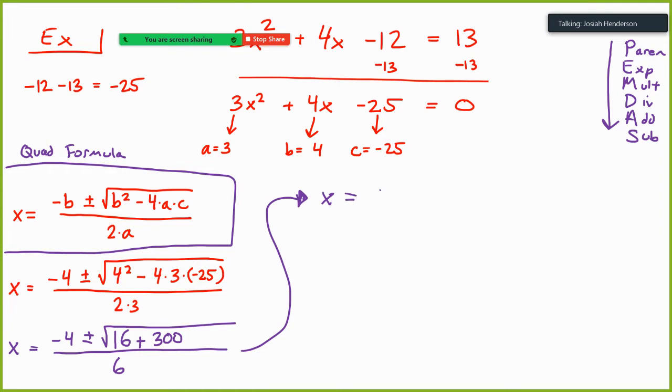X equals -4 plus minus. Let's add inside there. So 16 plus 300, now it's just 316. And it's over 6. Okay, now try in your calculators, on your phone, on the computer, or in a real calculator, whatever you have.